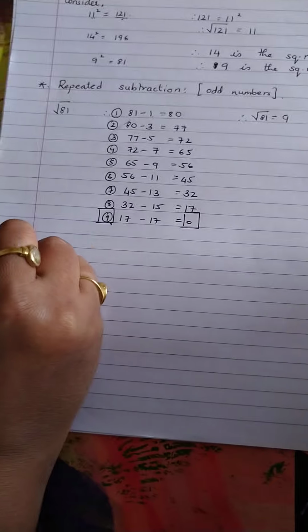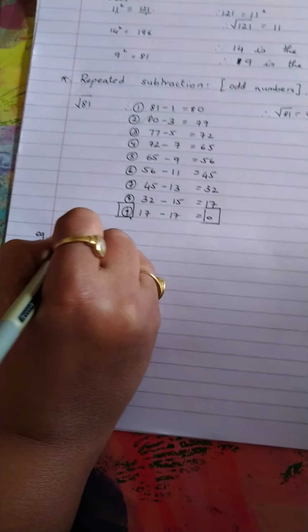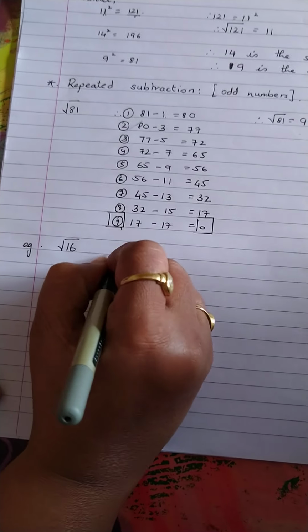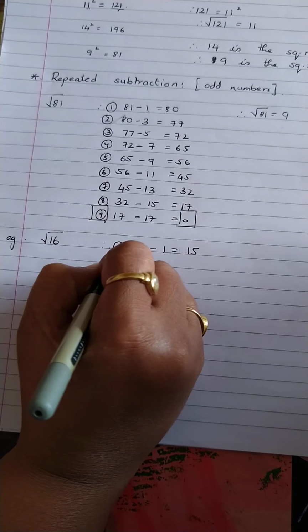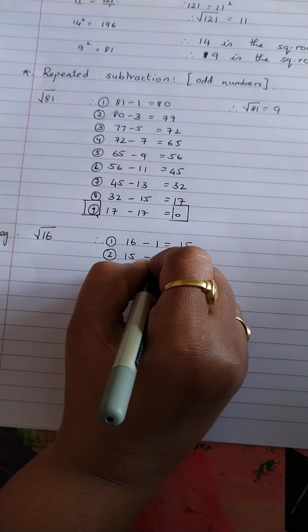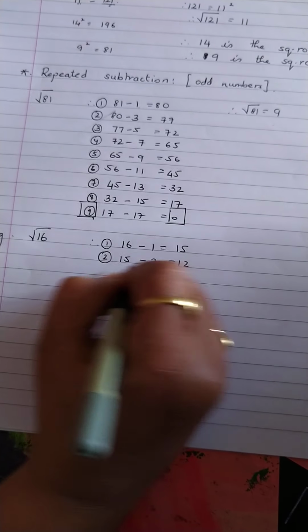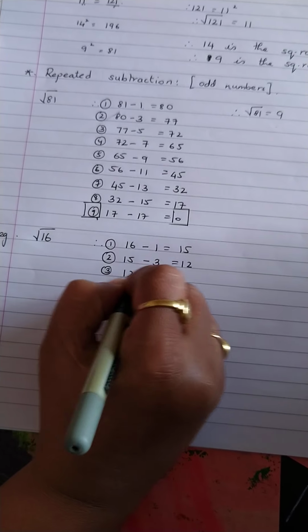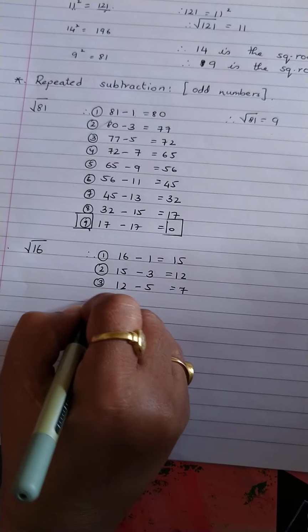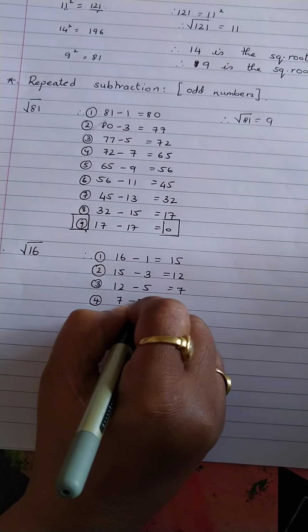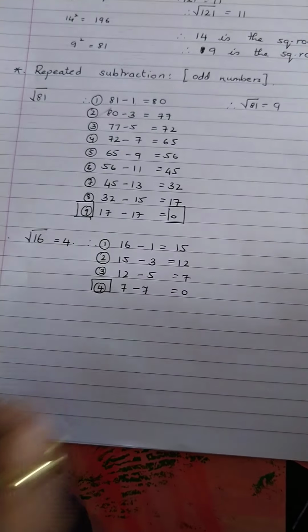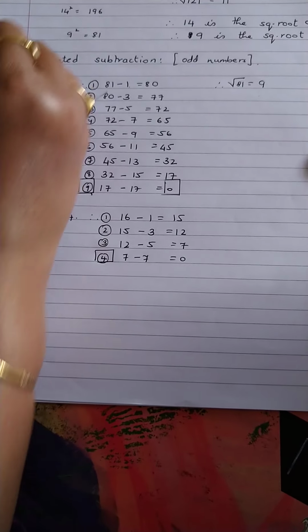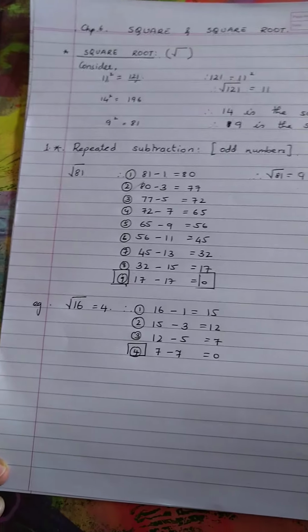Let's take one more example. Suppose I want the square root of 16. So how do I start? 16 minus 1, 15. This is my first step. Second, 15 minus 3 is 12. Then 12 minus 5 is 7. And in the fourth step, I am getting 7 minus 7 is 0. So, the square root of 16 is 4. I hope this is clear. This is one method of finding the square root.